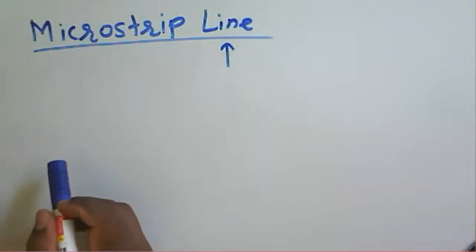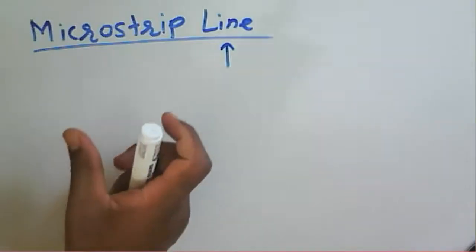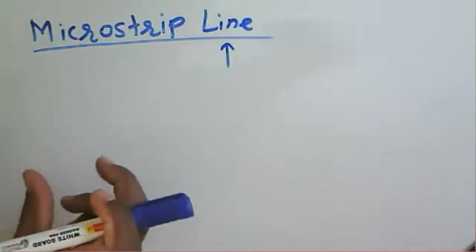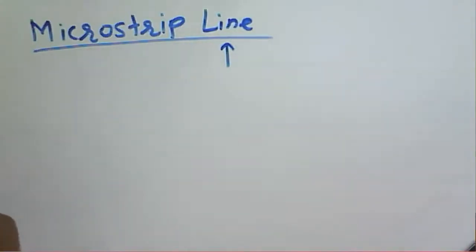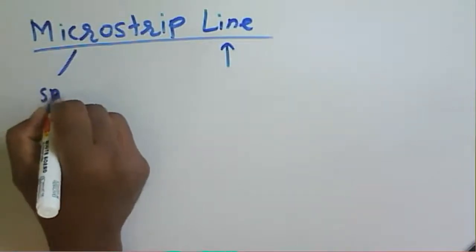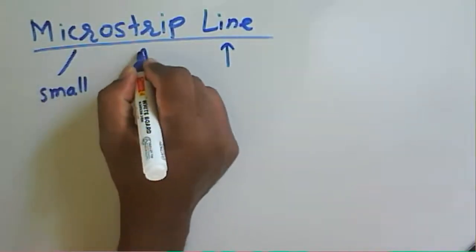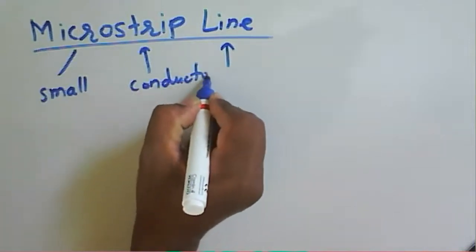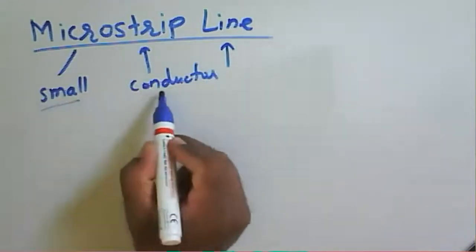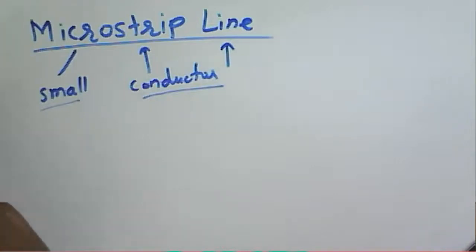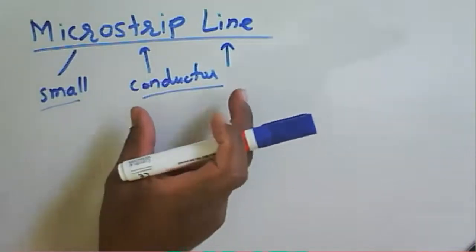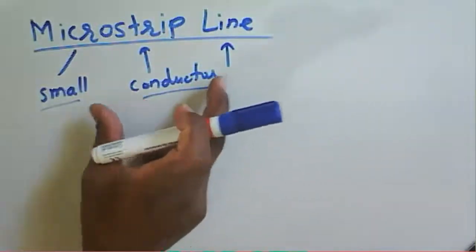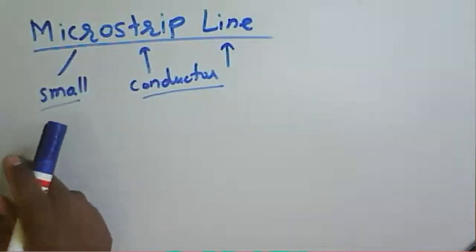Now, what are the various microstrip line configurations and how does a microstrip line look? As I told you earlier, micro is nothing but small, and strip is nothing but one small conductor. Means we have a small conductor present in the form of a strip or in the form of a line. That's why we say a microstrip line.